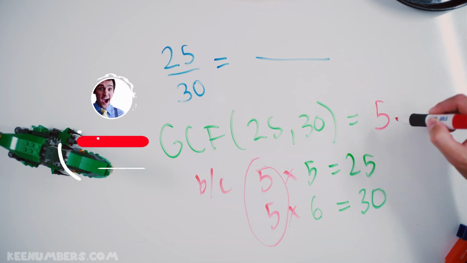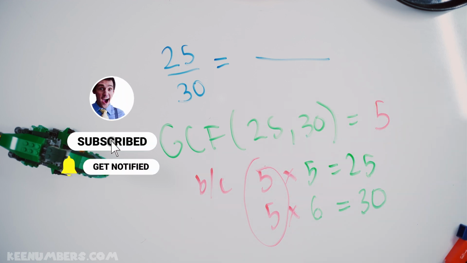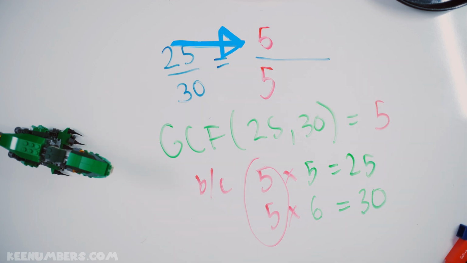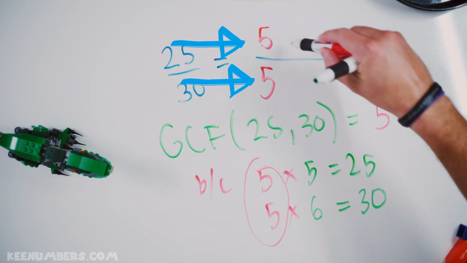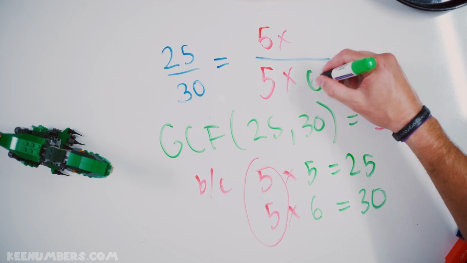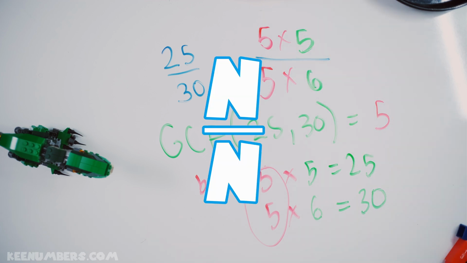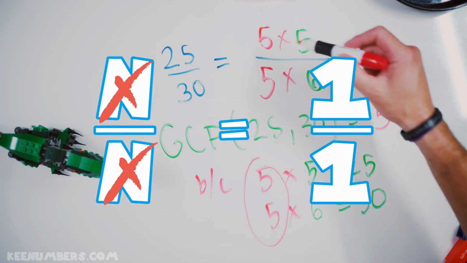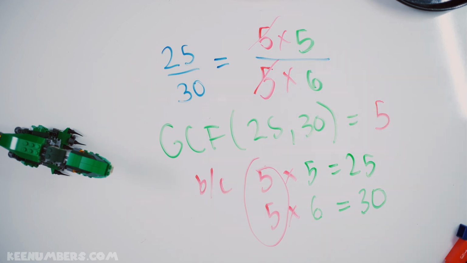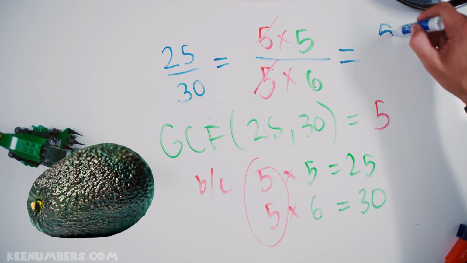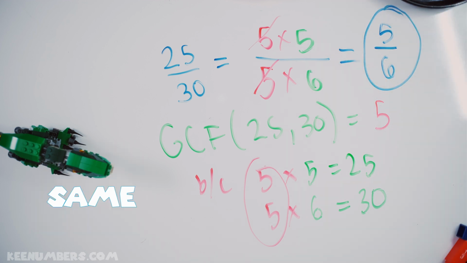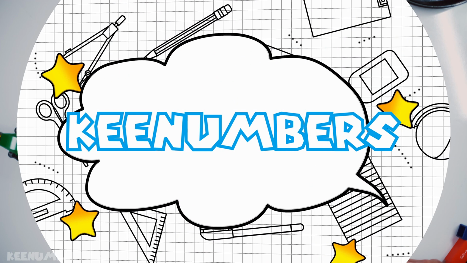That is our GCF. So we are going to put this up here. We have 5 5s in 25, and we have 5 6s in 30. And any number divided by itself is just 1. So we are left with 5/6. That is our answer.